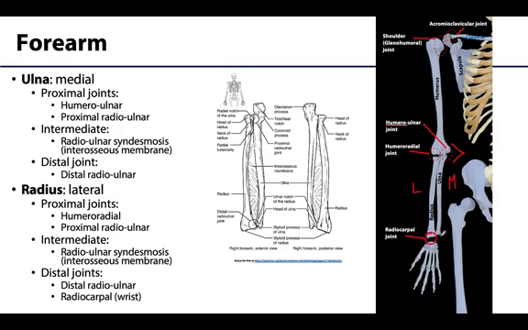In fact, the ulna does not articulate with the carpal bones at all. It doesn't quite reach that area. Its more proximal end is going to be its largest component.